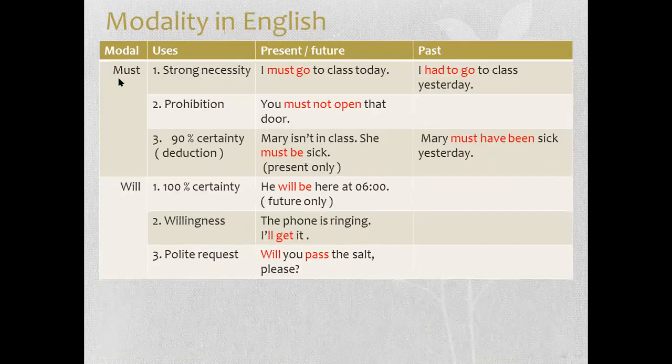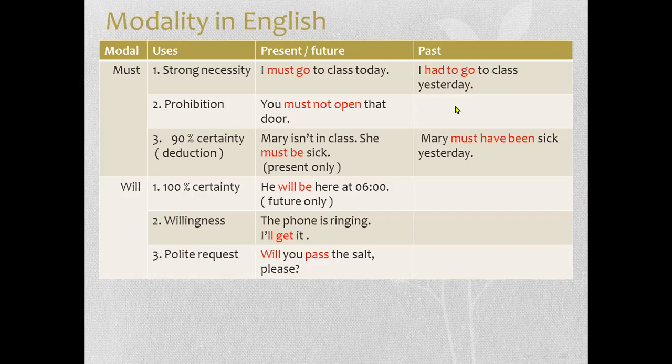Here you can see the modal must with three meanings. It is used as strong necessity, in present and future: "I must go to class today," and "I had to go to class yesterday." Please pay attention to the past and present forms of must in strong necessity. In present and future you can use must, but in the past you use had to. The second meaning is prohibition, where you try to ban something. Here: "You mustn't open the door."